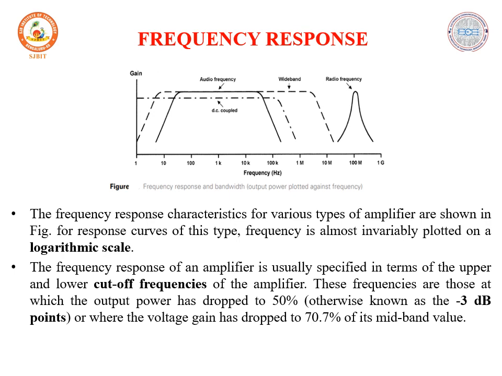Consider the frequency response and bandwidth. Consider the frequency response characteristics for various types of amplifiers, as observed in the figure. For these response curves, frequency is plotted on a logarithmic scale. The frequency response of an amplifier is usually specified in terms of the upper and lower cutoff frequencies. These frequencies are those at which the output power has dropped to 50%. Otherwise, you know that we take the minus 3 dB point, or where the voltage gain has dropped to 70% of its mid-band value.